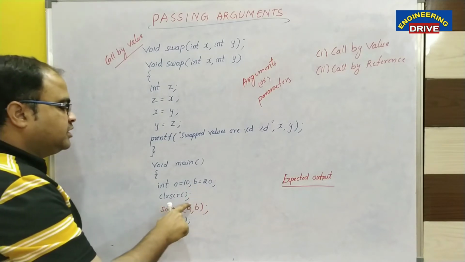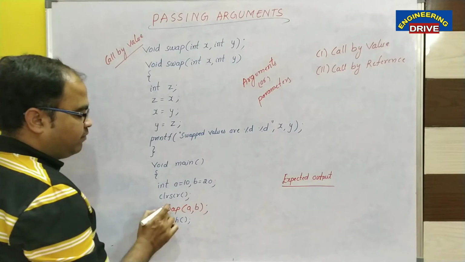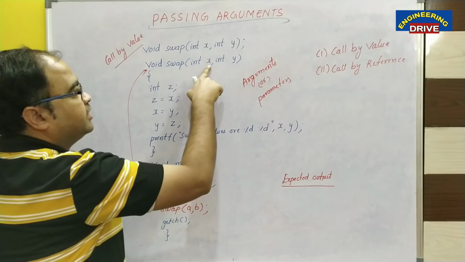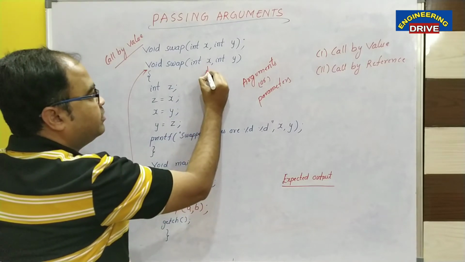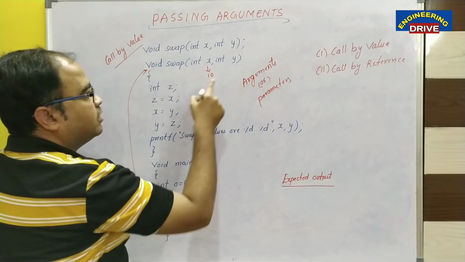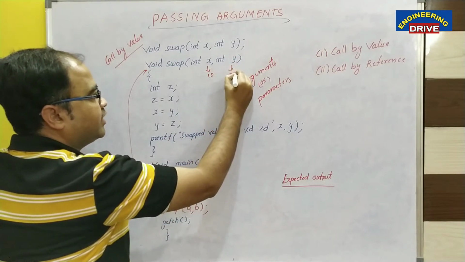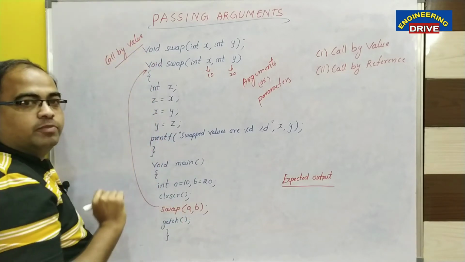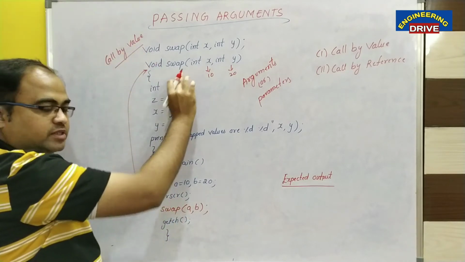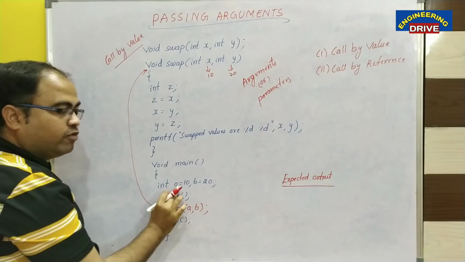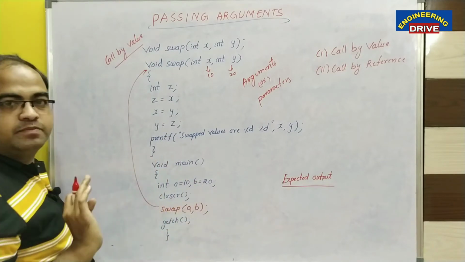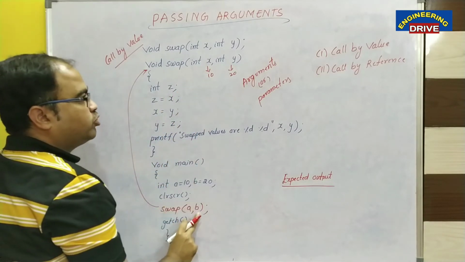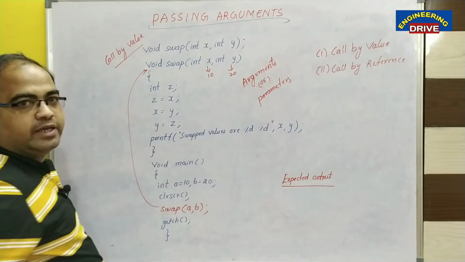20. So when I call this swap function, control directly goes to the swap user defined function, and in the variable x, which value will be stored? The value will be stored as 10. In variable y, the value will be stored as 20, because I am passing the values from here. This is the call by value method. I am calling this user defined function by passing the values. What is the value of A? 10. What is the value of B? 20. Now that 10 will be passed to x, and 20 will be passed to y.